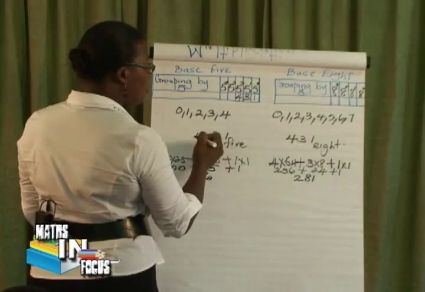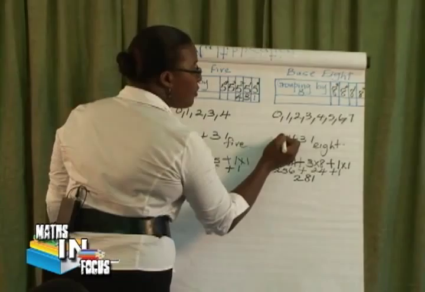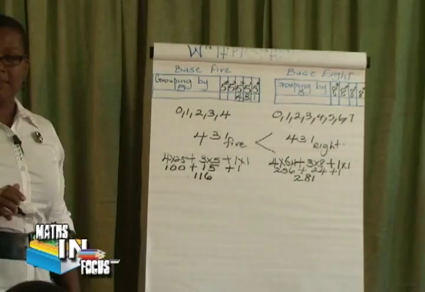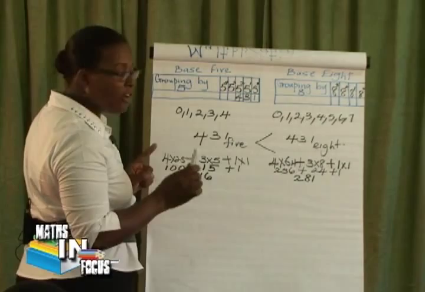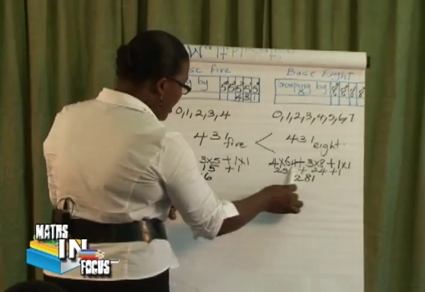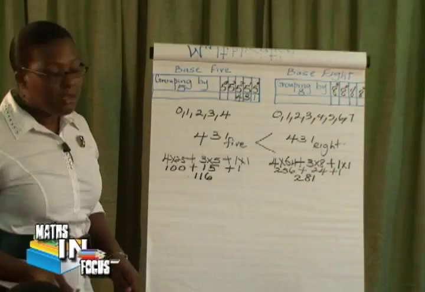So we can write 431 base 5. Would it be greater than or lesser than 431 base 8? Lesser. So for us to compare the base 5 number with the base 8 number, we had to convert the base 5 to base 10, the base 8 to base 10. And because they're in the same base now, we can make our comparison. And we find that 116 is lesser than 281.